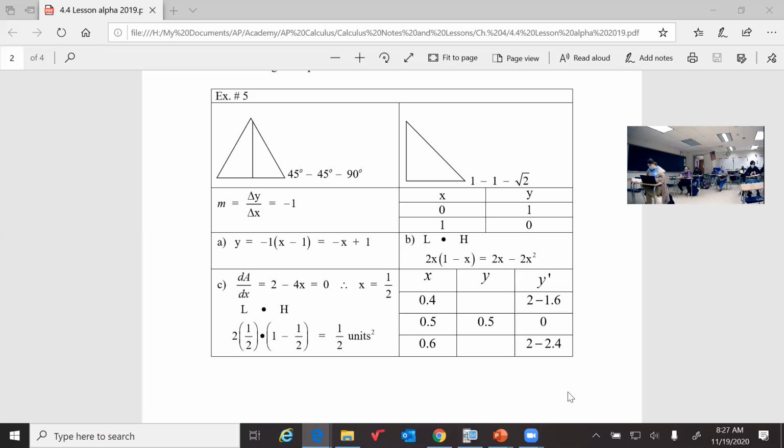So what do you got? If x is 0.5, then the base of the rectangle is 1, because you're going 0.5 to the right, 0.5 to the left. 1 times the height of 0.5 gives you an area of 1/2 square units.